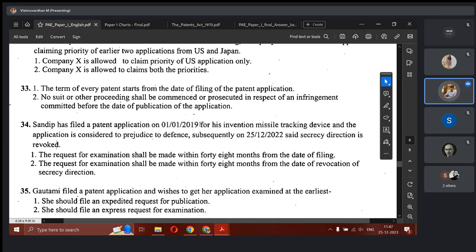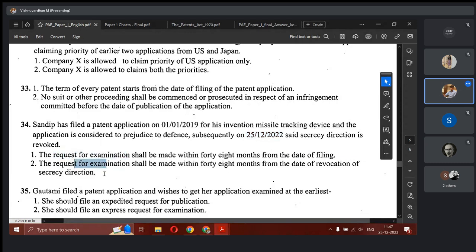So he filed it on this date, and then secrecy has been imposed. And then 3 years later, it has been revoked. The request for examination shall be made within 48 months from the date of filing, or within 48 months from the date of revocation of secrecy direction. So again, this is a little ambiguous, but like I told you, all the timelines will be extended. Whenever the secrecy is revoked, all the timelines should be extended by the duration of the secrecy. So that means it has to be from the date on which the secrecy is revoked.